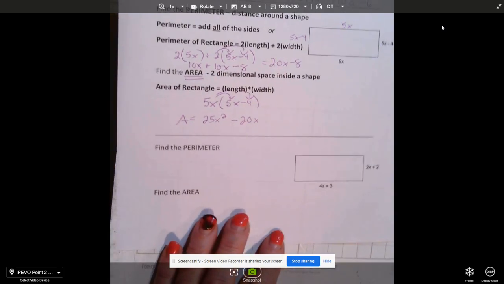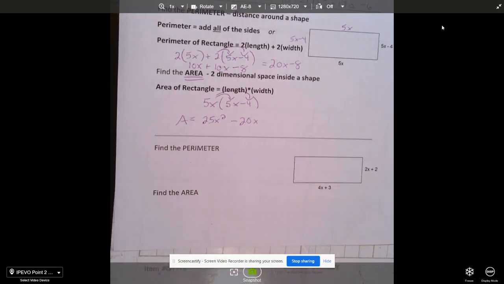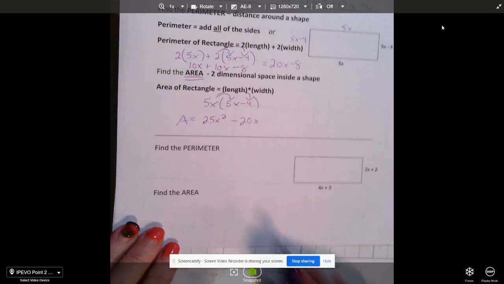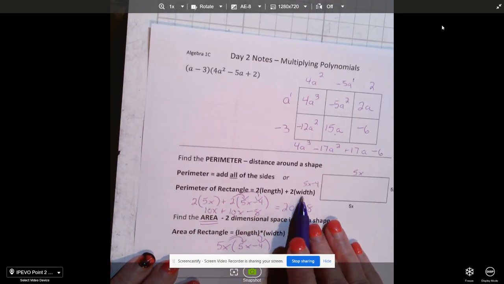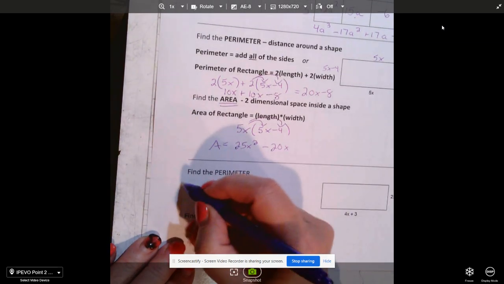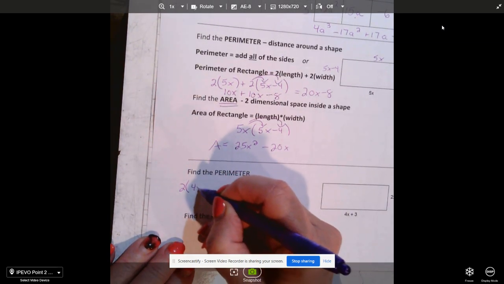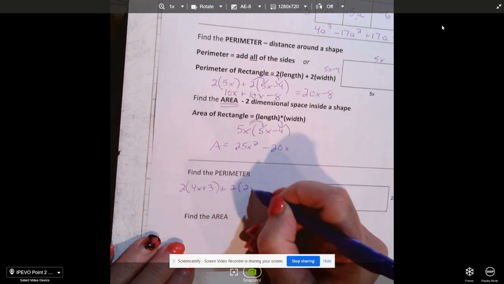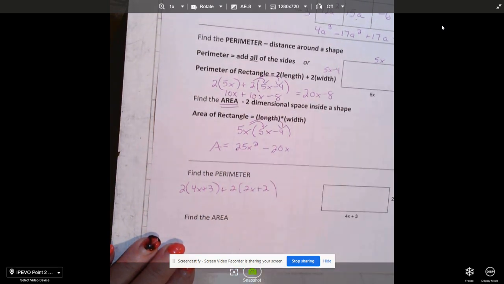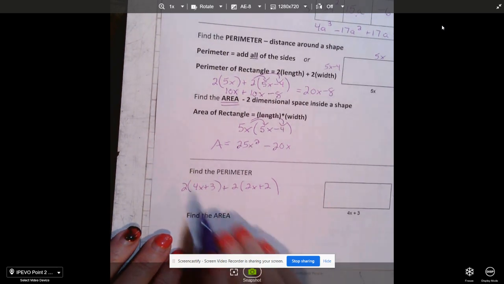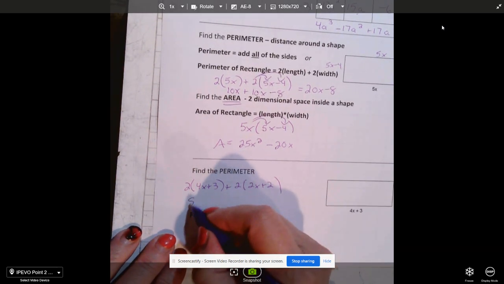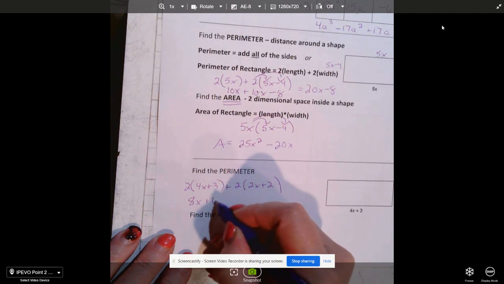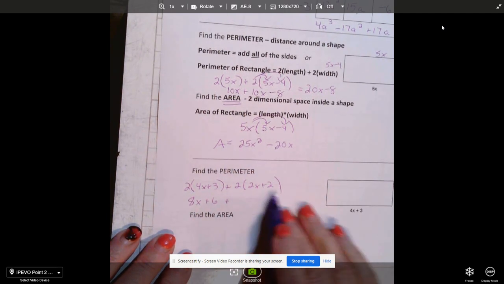So once again, go ahead and put it on pause. See if you can do this one yourself, and then I'll do it out. So again, if you remember, the perimeter is 2 times the length plus 2 times the width. So it'll be 2 times 4x plus 3 plus 2 times 2x plus 2. That's what the perimeter will equal. Now I have to distribute the 2. So I'll have 8x plus 6, and I have to distribute the 2 here as well.